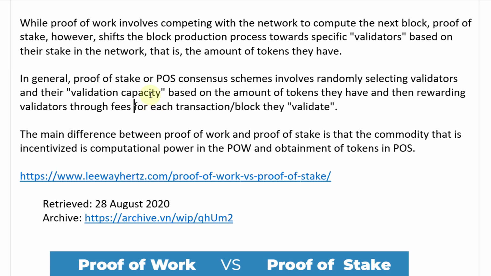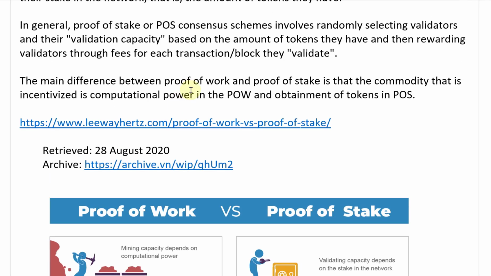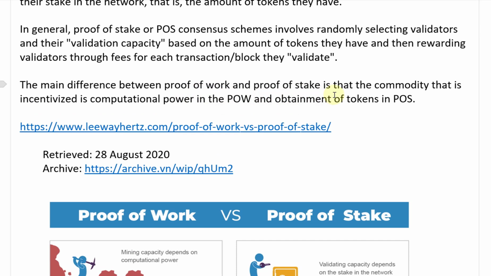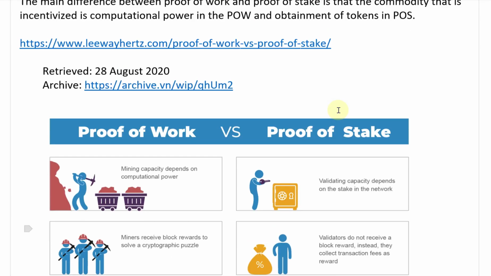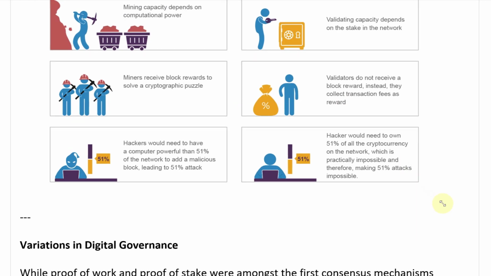Yeah, for each transaction block they validate. And the fees could be from whoever's making a transaction, or just printing money from the actual network itself, and so on. So just inflation or other ways. So the main difference between proof of work and proof of stake is that the commodity that is incentivized is computational power in the proof of work system, or POW, and obtainment of tokens in POS. And here's just a simplified comparison right here.